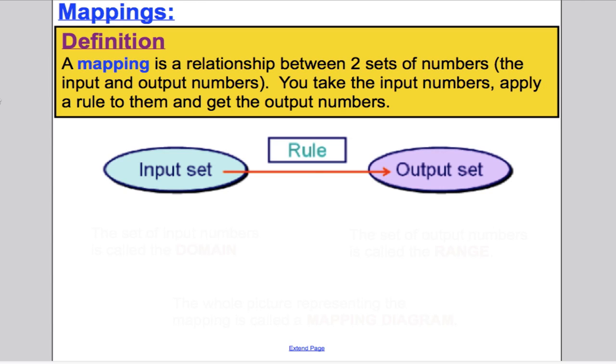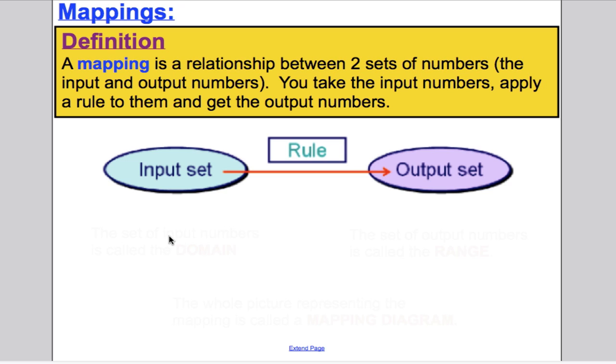Right, before we get to functions, let's just talk about something a little bit more simple than that, mappings. Now, a mapping is a relationship between two sets of numbers, the input numbers and the output numbers. You get from the input numbers via some sort of rule, and the mapping is that rule. Okay, it's the rule that gets you from the set of input numbers to the set of output numbers. But we've got slightly more formal terms to define these.